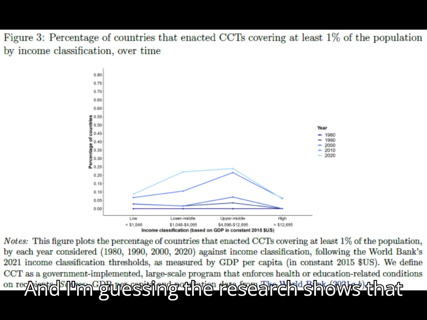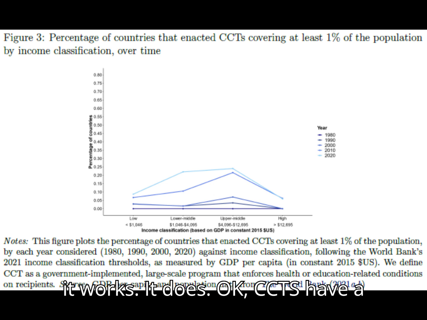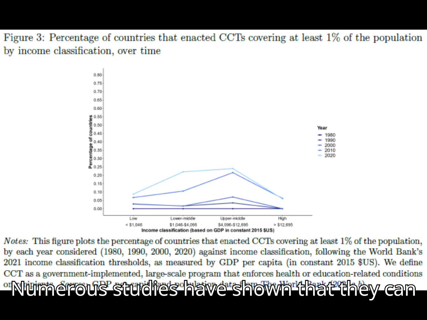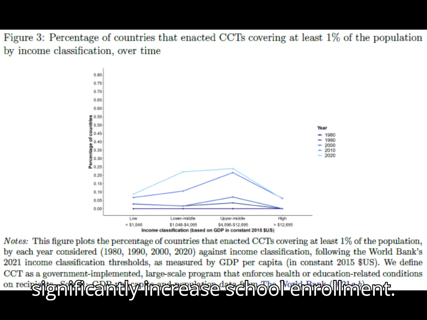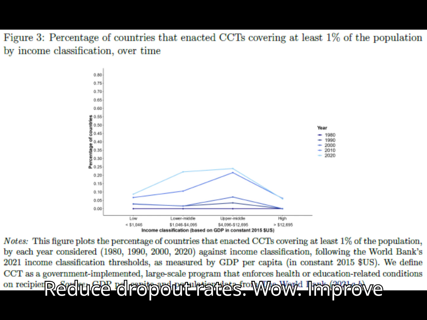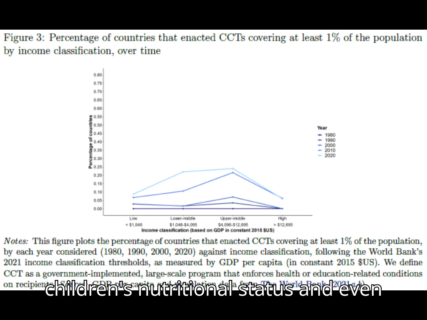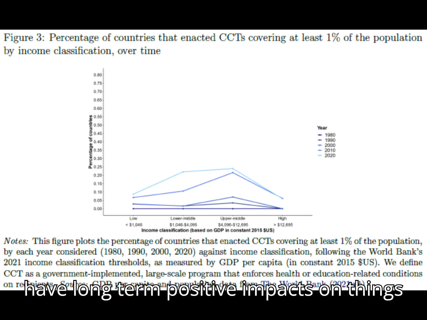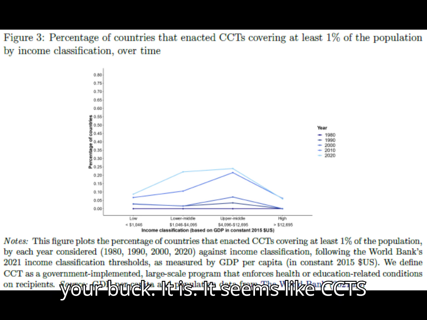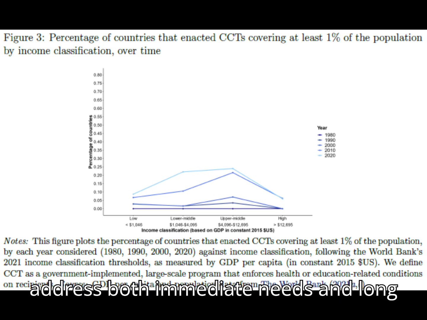And I'm guessing the research shows that it works. It does. CCTs have a remarkable track record of success. Numerous studies have shown that they can significantly increase school enrollment, reduce dropout rates, improve children's nutritional status, and even have long-term positive impacts on things like earning potential and cognitive development. That's a lot of bang for your buck. It is. It seems like CCTs address both immediate needs and long-term outcomes.